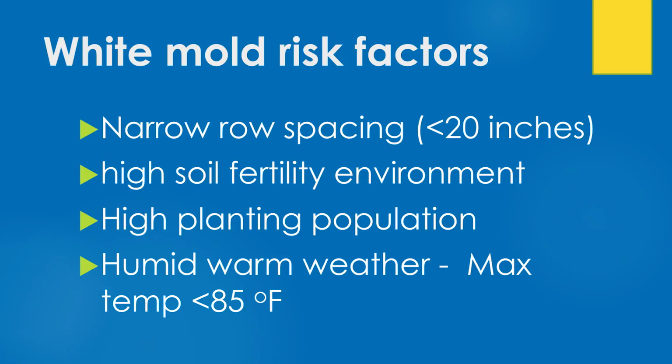With a high plant population, planting populations over 150,000 seeds per acre encourage more growth and canopy closure to occur faster. So we would recommend not planting more than 150,000 seeds per acre. The narrow row spacing would be rows that are less than 20 inches, and we have drilled soybeans. It encourages those rows and canopies to close sooner, increasing the risk for white mold.